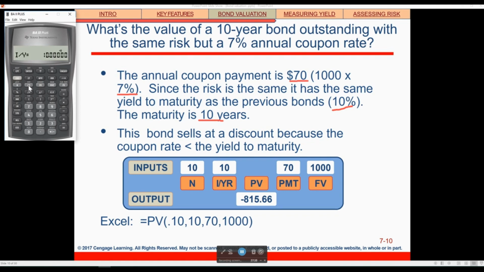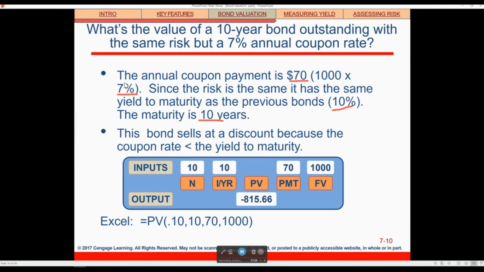Then you're going to input your payment. In this case, the payment is 70. And then you're going to input your future value, which in this case is 1,000, and compute the present value. That will give you minus 815.66, which is the same thing that we find here.